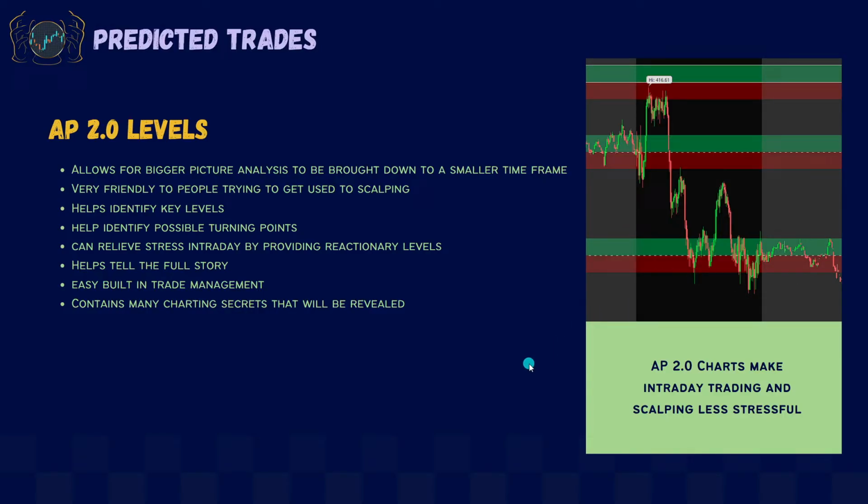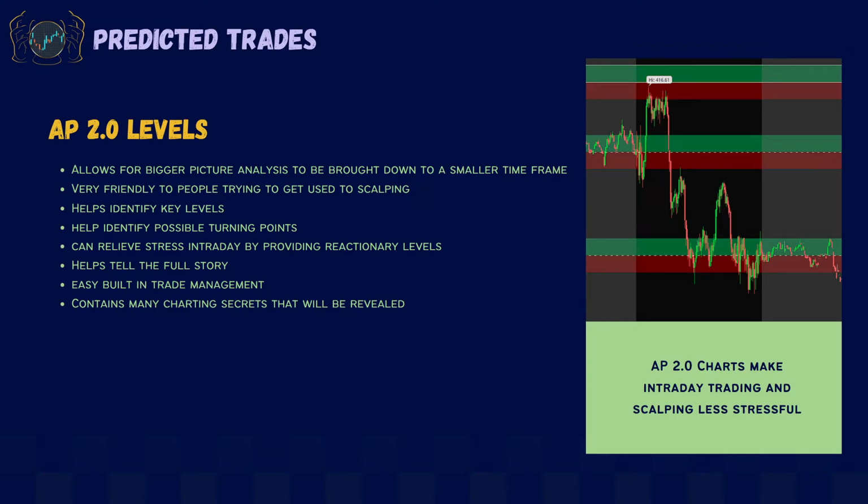The next style of charting that I have in my arsenal and that I plan on teaching is the AP 2.0 levels. It allows you to bring a bigger picture analysis down to a smaller time frame. Very friendly to people that are just getting used to scalping or even day trading. I know a lot of people come from a swinging background, so it does a really good job of bringing big pictures down to a small time frame, allowing you to trade on a small time frame.